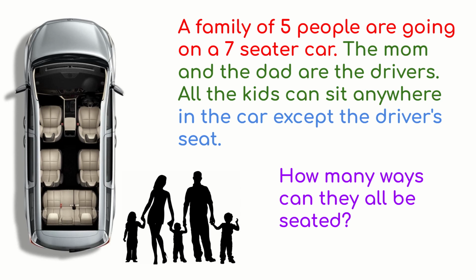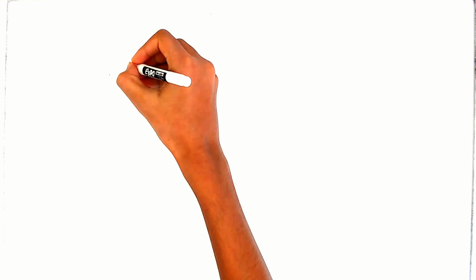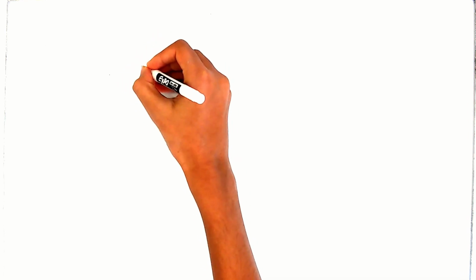So, the problem is, a family of 5 people are going on a 7-seater car. The mom and the dad are the drivers. All the kids can sit anywhere in the car except the driver's seat. How many ways can they all be seated? Let's find out! Okay, so here, let's draw the 7 seats in the car.